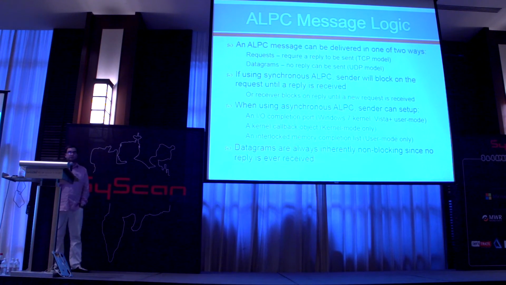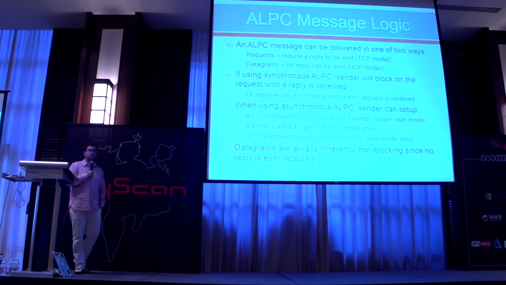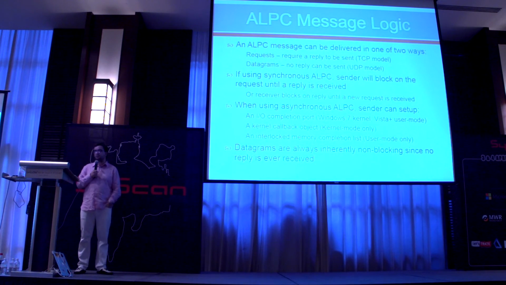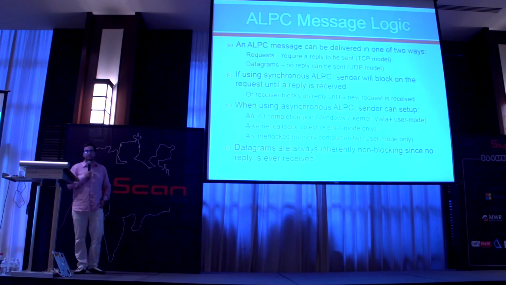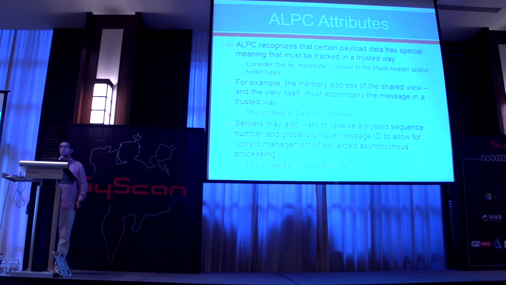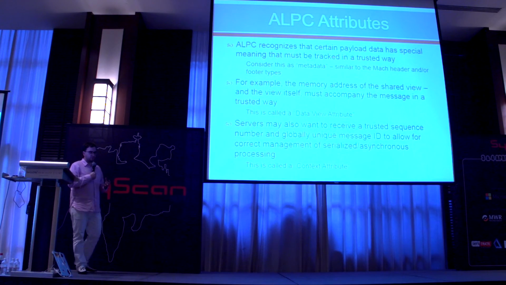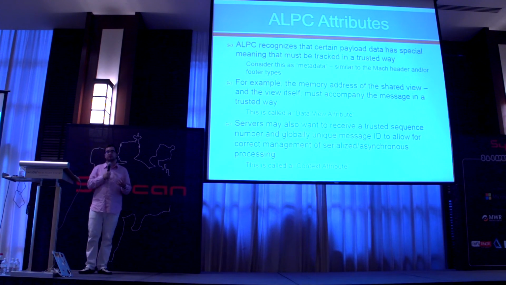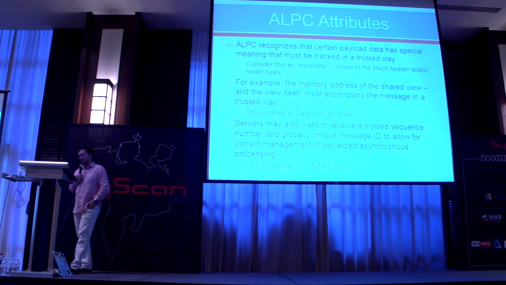Now, with datagrams, you'll never block because there's nothing for you to block on. A datagram is like UDP. Send a message, hope it comes back, hope it gets received, but you have no idea and nothing will ever come back to you. So what are these attributes that I mentioned on the earlier slide? I said when you have a data view, when you have a shared section, you have these views, and you have to put them in an attribute.